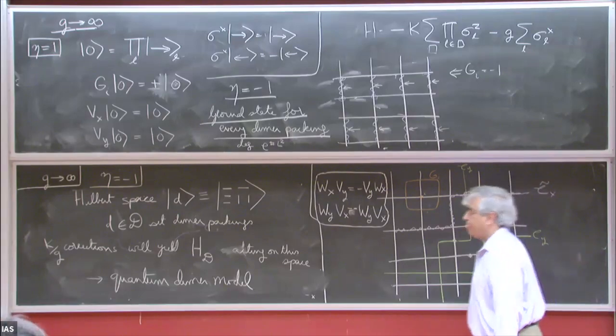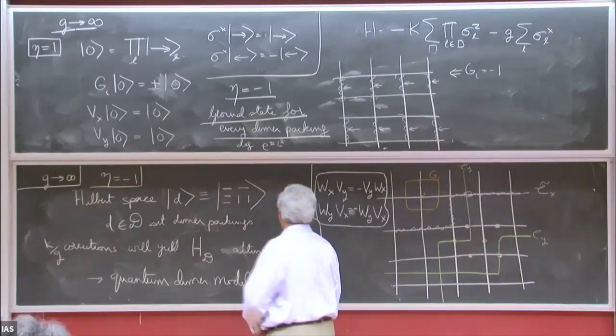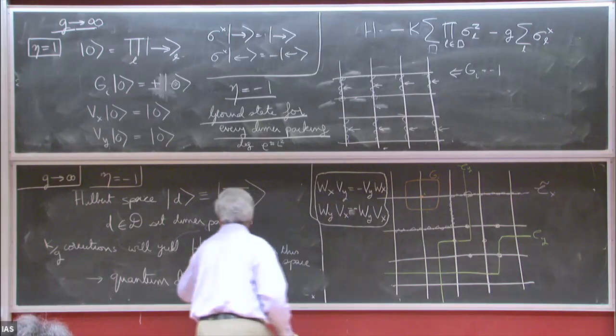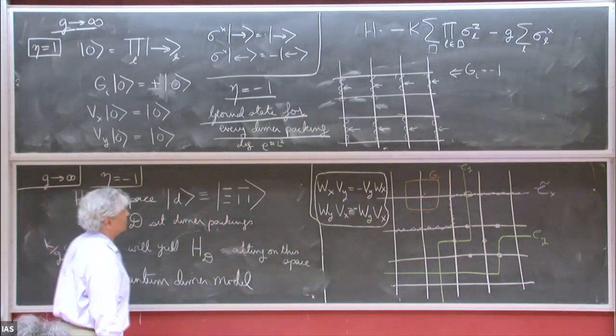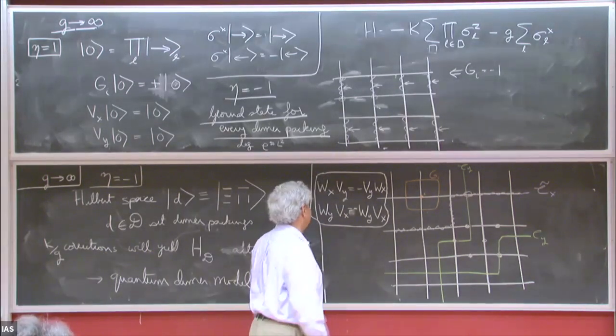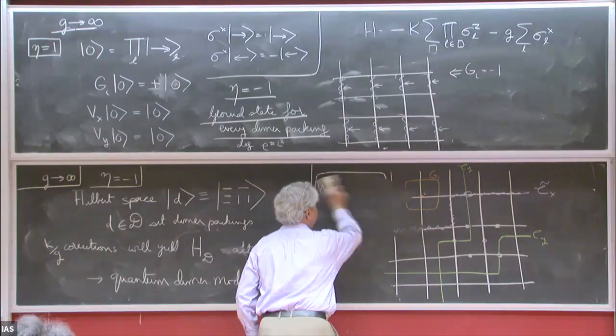So H_D changes the dimer locally, right? Yeah, so let me write down the first term, which is quite easy to work out. What's the effect of K on the dimer model, on these dimer packings?